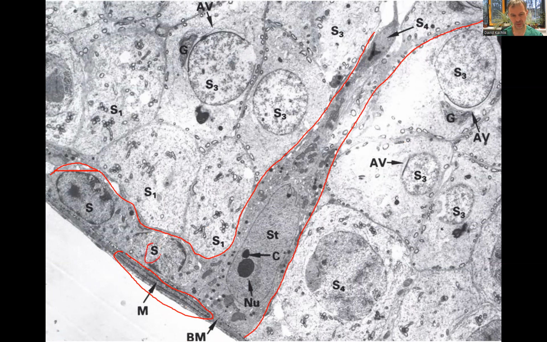So spermatogonia here, spermatocyte, primary spermatocyte already in adluminal compartment, spermatocyte type 2, so after first meiotic division, and spermatid after second meiotic division, with acrosomal vesicle already and flagellum.